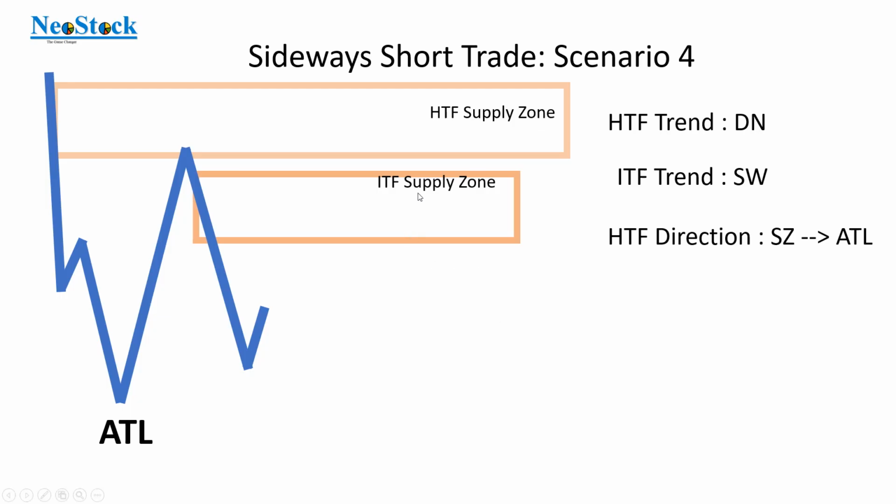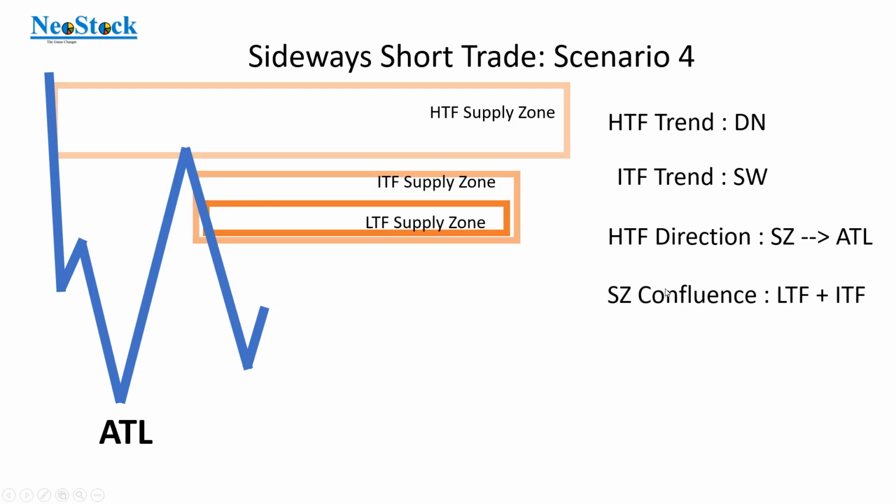Assume there is an ITF supply zone here, and here you have the LTF supply zone. So your supply zone confluence should be LTF and ITF. Of course, this whole thing could be inside the HTF zone also. That is also possible. But the curve should be high on the curve. Whether it is just before the HTF supply zone, the curve should be high on the curve, the LTF supply zone curve. Or maybe the whole thing is inside the HTF supply zone, so the curve should be high on the curve. So that's why we are not caring whether zone confluence with HTF or not. The only thing we care about is the price direction and high on the curve.